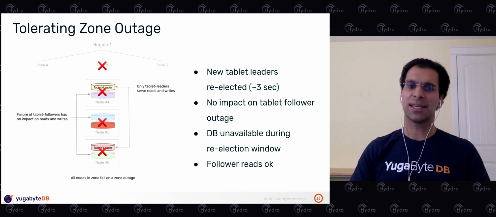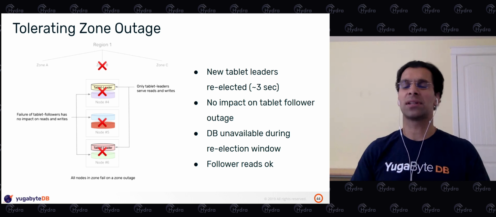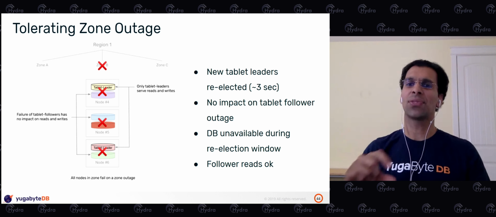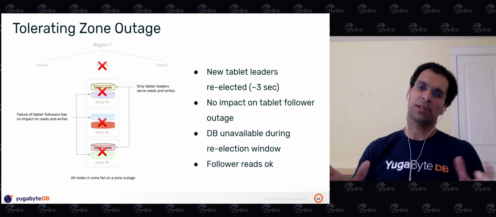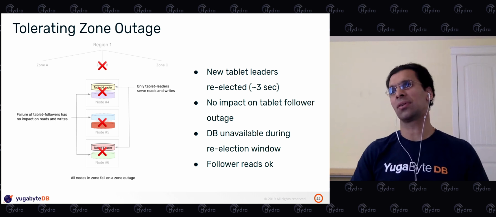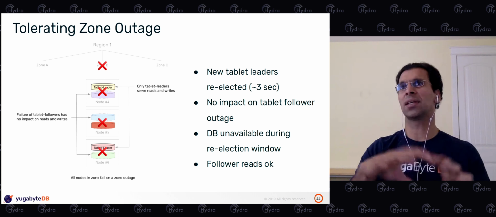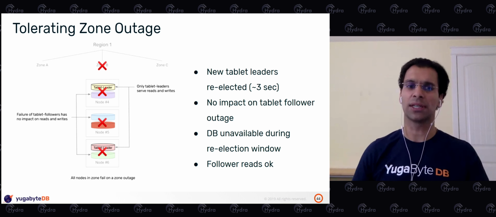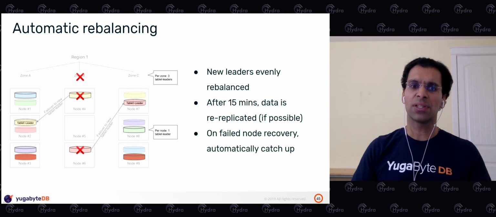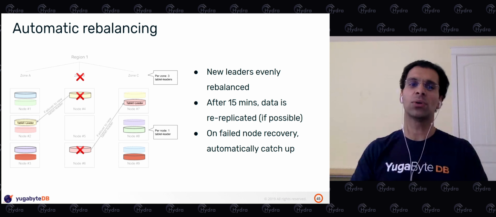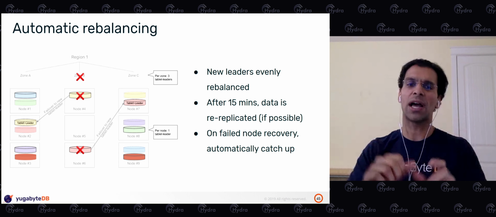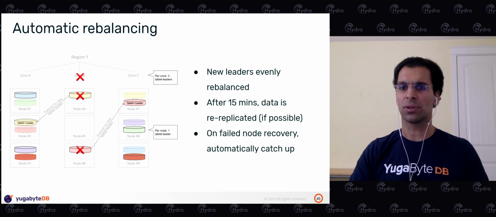So again, in this example, assuming that all tablets are evenly balanced across zones, a third of your database, like rows, will be unavailable for reads and writes for 3 seconds, and then automatically everything would start working. Okay, how does everything start working? So the failover of these zones, like failover of the nodes that fail, right? The failover happens as a part of the Raft protocol.